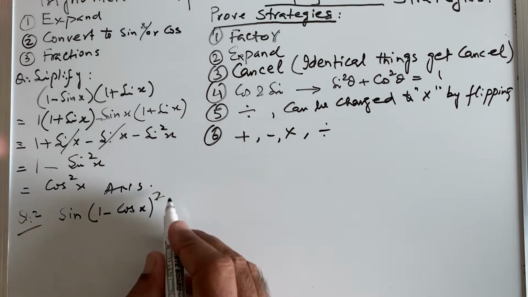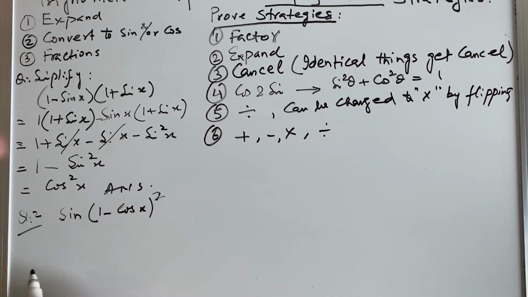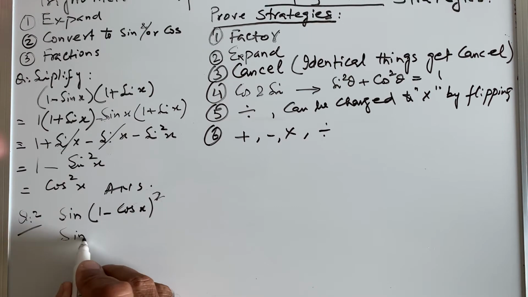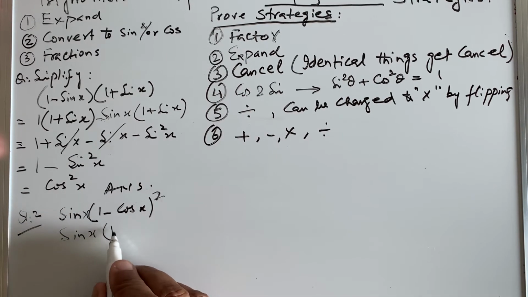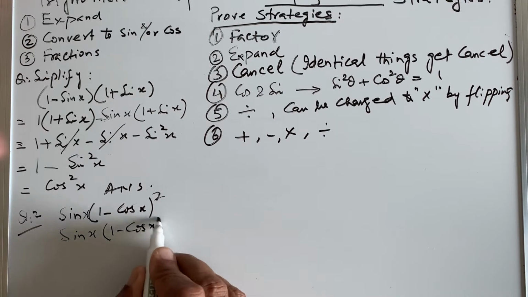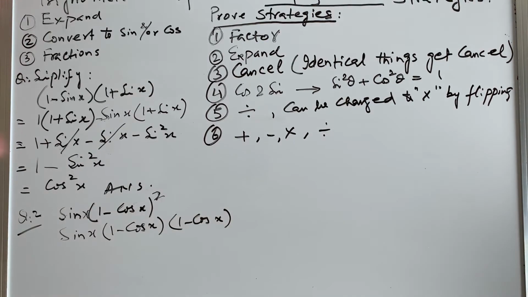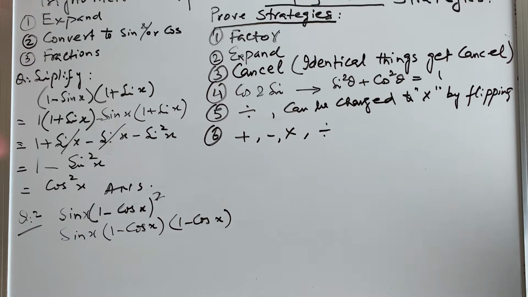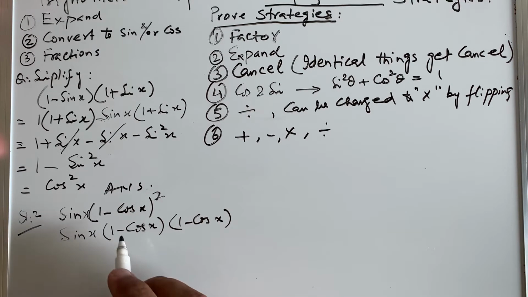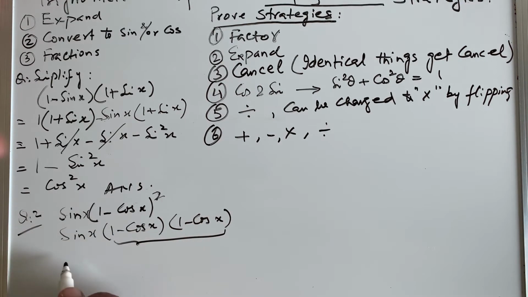Whole square means you can write it 2 times. So you can write sin x as it is, wherever it is. But (1 minus cos x) whole square means you can write it 2 times: (1 minus cos x) and (1 minus cos x). As a simple exponent function, x square means x times x. So (1 minus cos x) whole square means (1 minus cos x) times (1 minus cos x), right? So we have to really multiply these 2 brackets now.